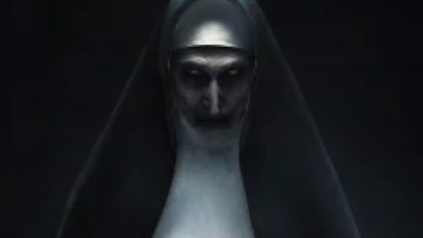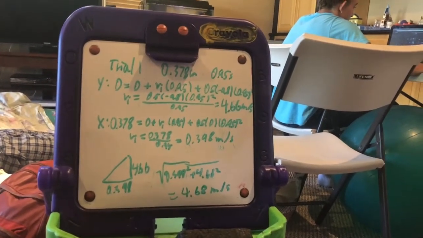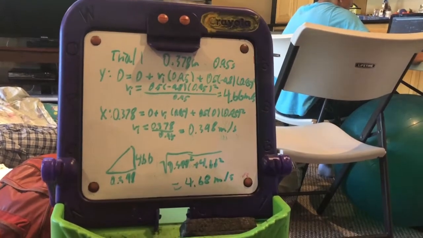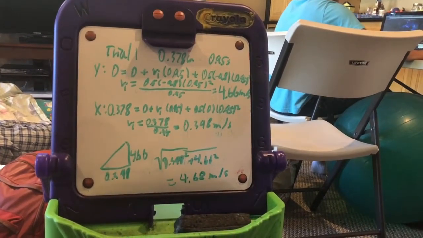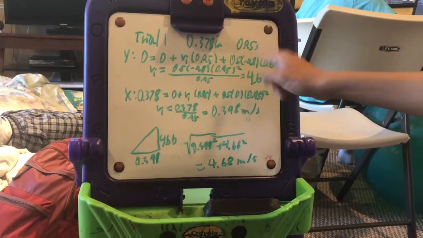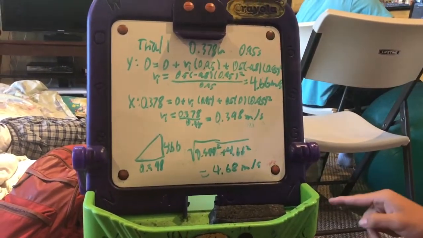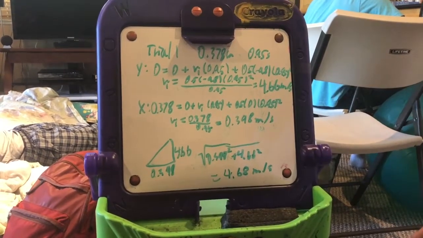Now on to the steps of the problem. In trial 1, the marble went 0.378 meters in 0.95 seconds. For the Y component, we used a displacement of 0, so we didn't factor in the height of the cannon. So we used 0.95 for time and negative 9.8 meters per second squared for the acceleration of gravity. Doing the calculations, we got 4.66 meters per second for the Y component.